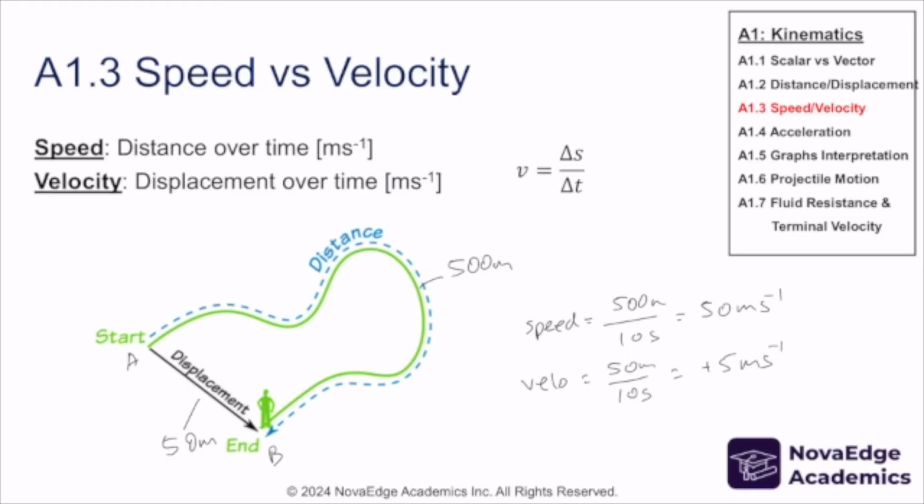And I'm putting plus as, you know, we have southeast right now. I'm just considering it as a plus value for now. So my velocity is plus 5 meters per second, but my speed is 50 meters per second. Now, your speed will always be greater or equal to the velocity. There is no way that velocity is greater than the speed. Just keep that in mind.